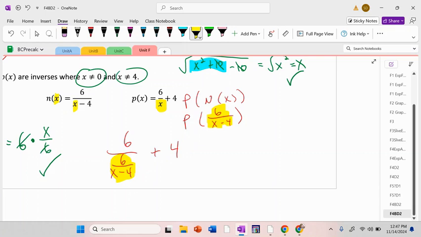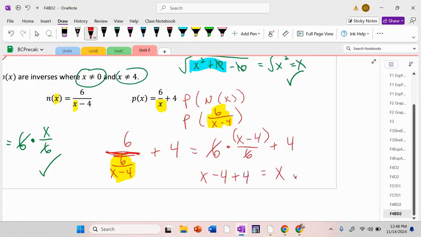Yet again, what does it mean to do 6 divided by 6 over x minus 4? 6 times, everyone say it. Nobody does. X minus 4 over 6. And then you are allowed to cancel those 6's. And then you do get x minus 4 plus 4, which is what? X. Check, baby, 1, 2, 3.